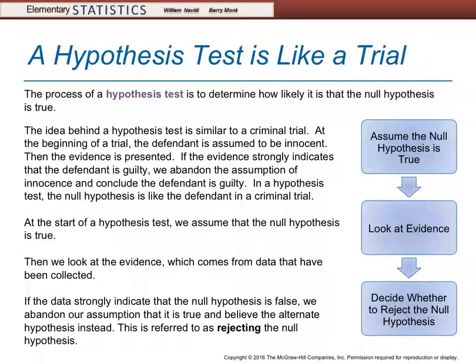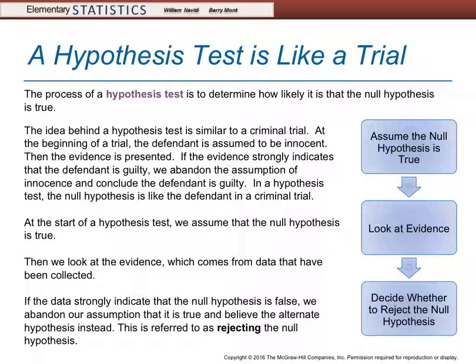Many times a hypothesis test is like a trial. The process of the hypothesis test is to determine how likely it is that the null hypothesis is true. The idea behind a hypothesis test is similar to a criminal trial. At the beginning of the trial, the defendant is assumed to be innocent. Then the evidence is presented. If the evidence strongly indicates that the defendant is guilty, we abandon the assumption of innocence and conclude that the defendant is guilty. In a hypothesis test, the null hypothesis is like the defendant in a criminal trial. H naught in this particular case is that the defendant is innocent.